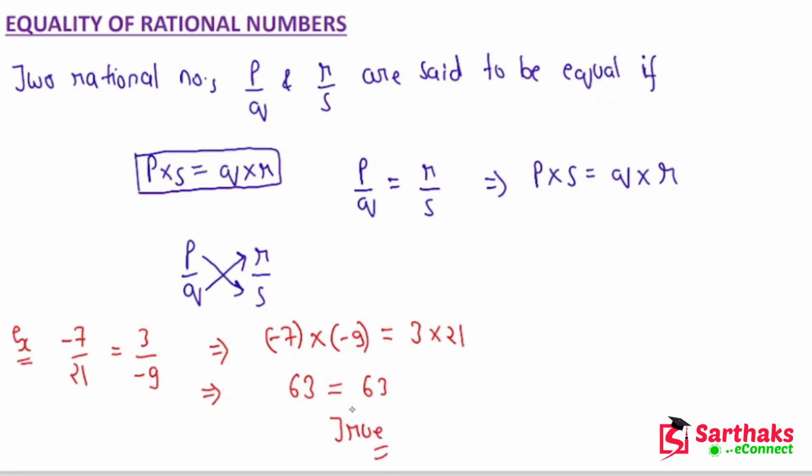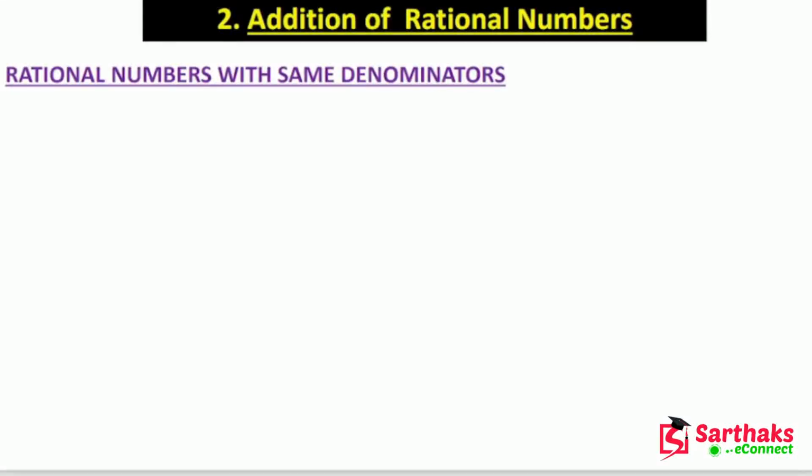So since this equation is true, therefore these numbers are equal, and you can easily verify this if you cancel out 7 from numerator and denominator. Similarly, if you cancel out 3 from numerator and denominator, you will get minus 1 upon 3 equals minus 1 upon 3. So yes, they are equal numbers. So this is all about equality of rational numbers, right? So two rational numbers are equivalent if and only if this condition is followed, and you can remember this condition by this diagram. Okay, so let us move to the next topic, which is addition of rational numbers.